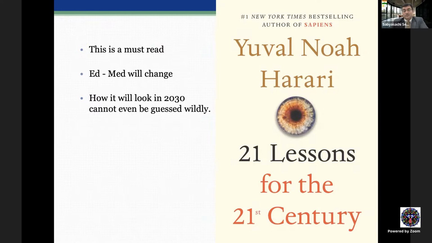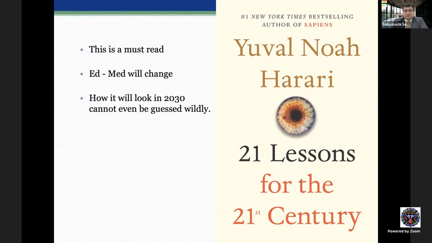I'm sure many of you must have heard about Yuval Noah Harari. He's a historian, and the book which got him to fame was called Sapiens, right? So he's written this amazing book. He's one of the best thinkers of our times. And he says that EdMed and how it will look in 2030 cannot even be wildly guessed, right?